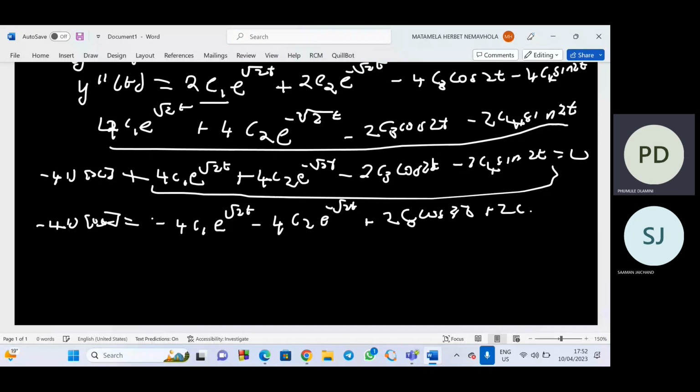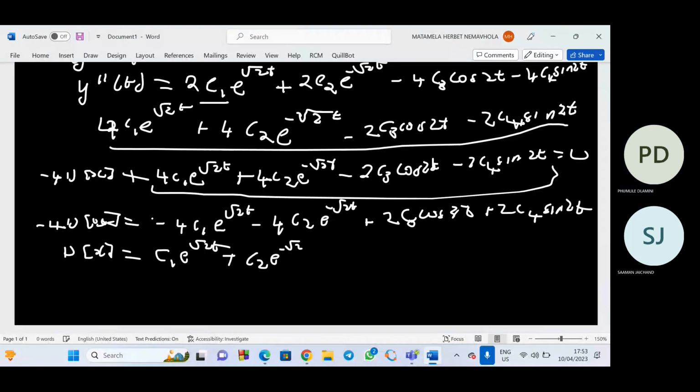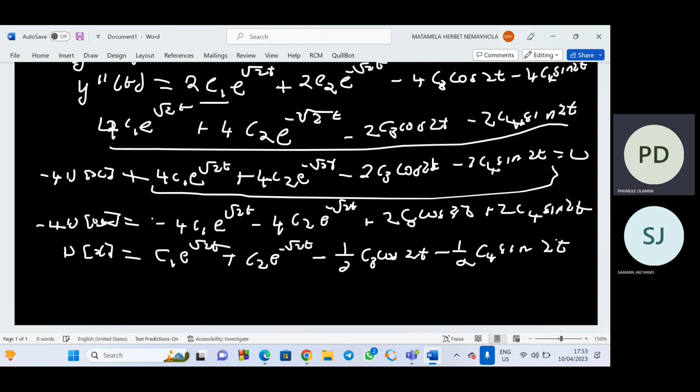Then our d, in terms of x here, is going to be negative. If we divide by negative 4, we're going to be left with c1 e to the power root of 2t plus c2 e to the power negative square root of 2t, plus, because it's plus, it's going to be minus 1 over 2, 2 over minus 4 is going to be over 2, c3 cos 2t minus 1 over 2 again c4 sine of 2t. So now we found the equation of d.